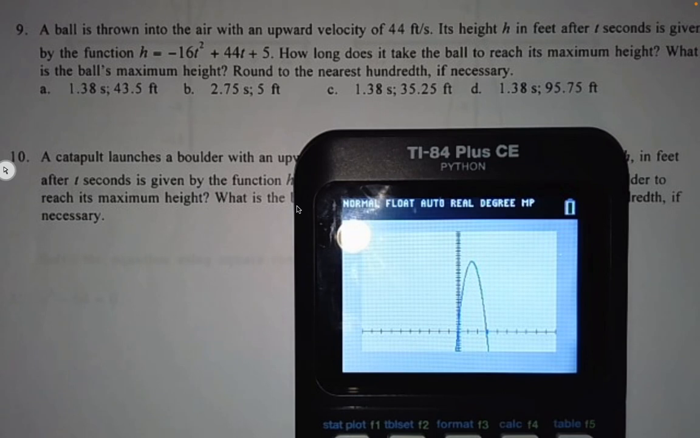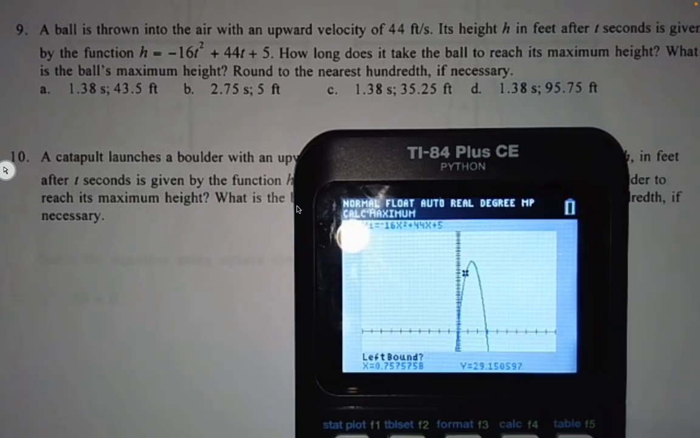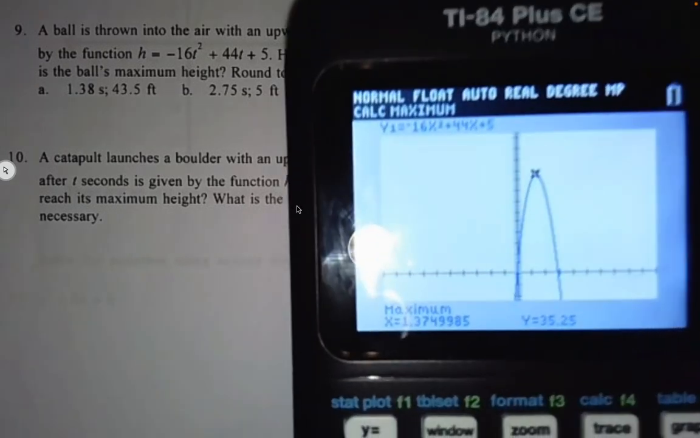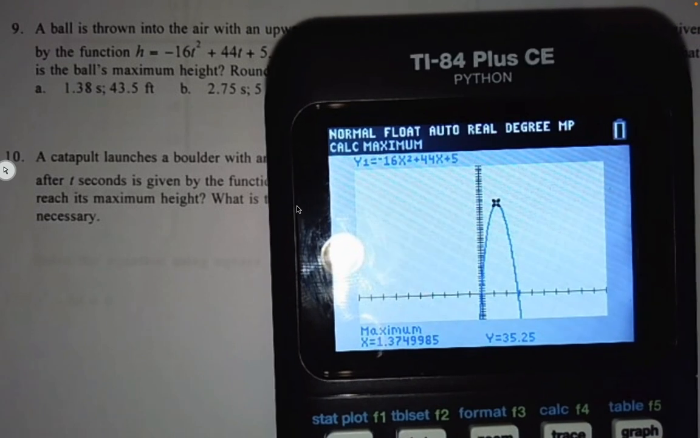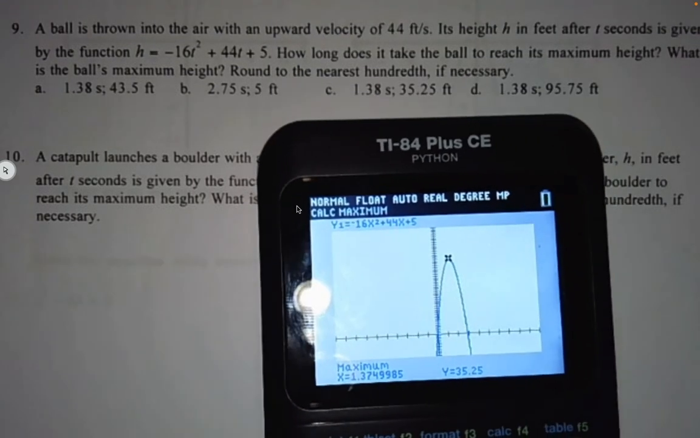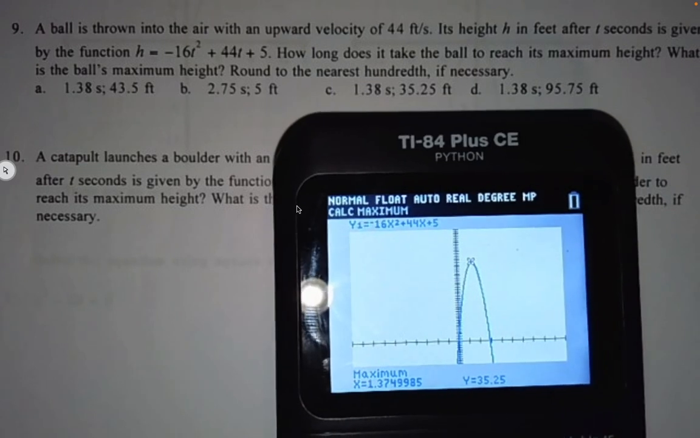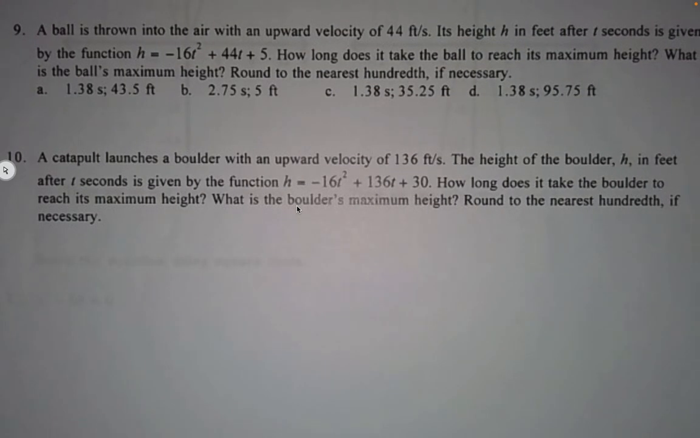All right, so we press second trace maximum. I'm going to go to the left, to the right, and back to the tip top. Now, when does it reach that height? Yeah, in 1.37 seconds, okay? Or what do they have? 1.38, all right? And what is that height? 35.25. So what's your answer? C. Okay? And then we'll do number 10.